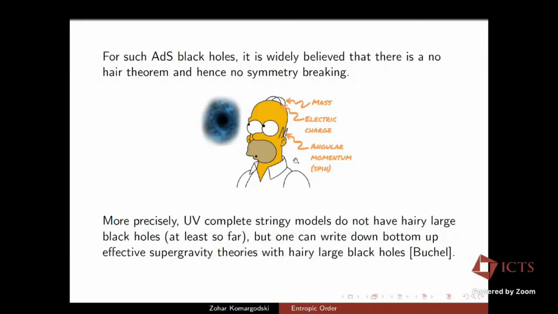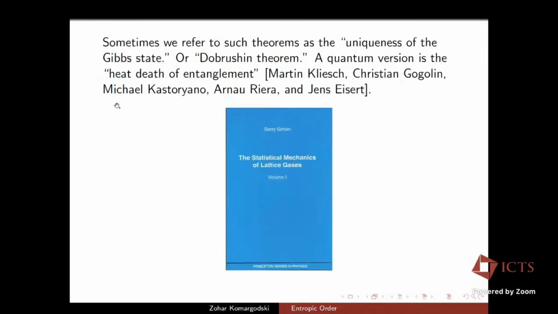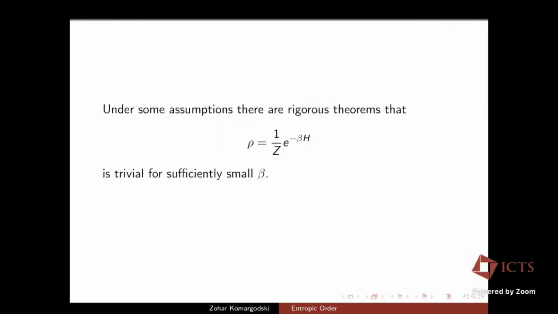Anyway, resolving this question is why I originally started working on it, but by now, at the end, I'm not sure what the answer is to this no hair question, but it's formally dual to the question of order at high temperatures. Okay. Now, under some rigorous assumptions, there are rigorous theorems that actually prove that at high enough temperatures, this ensemble, the Gibbs ensemble, is trivial.